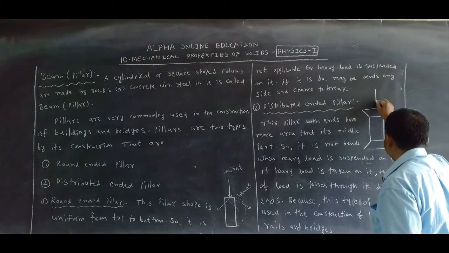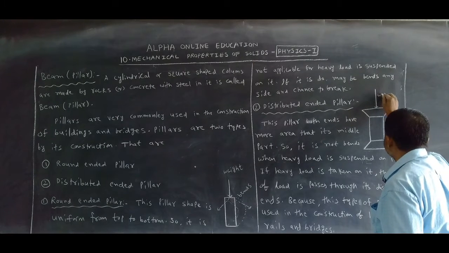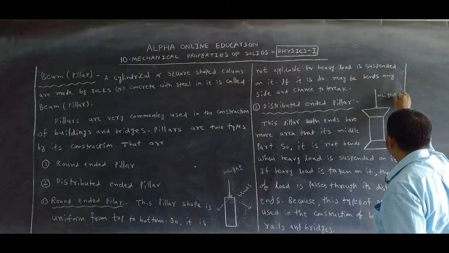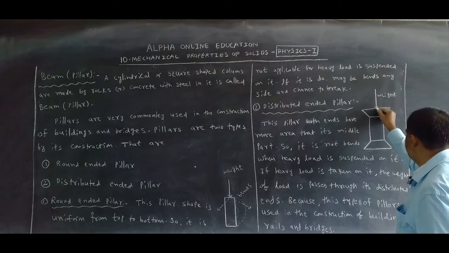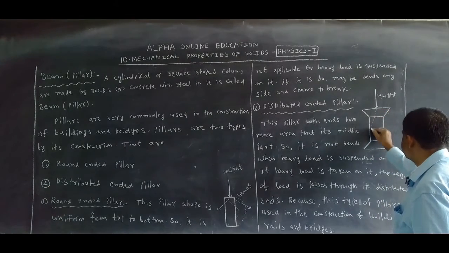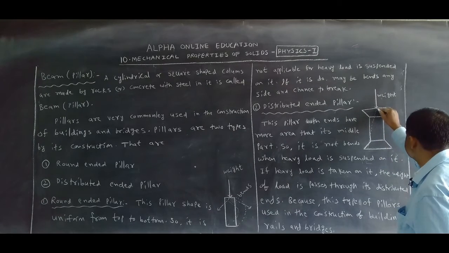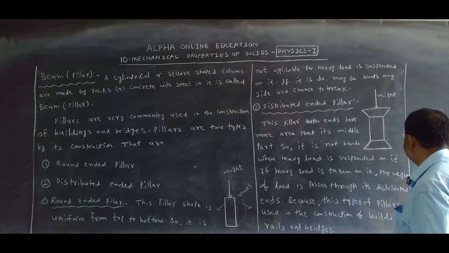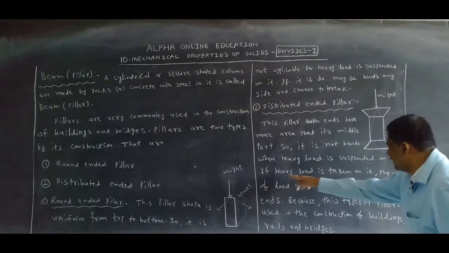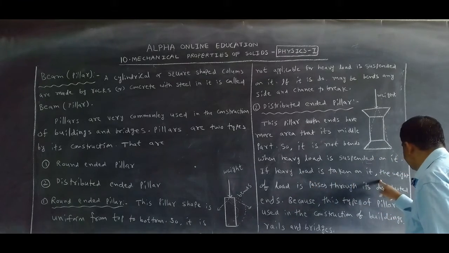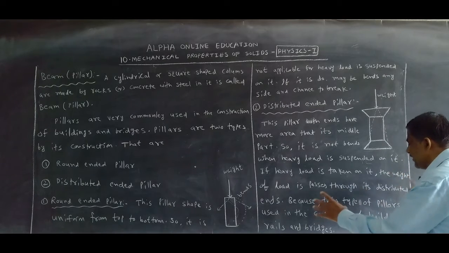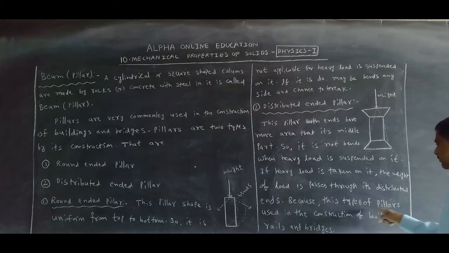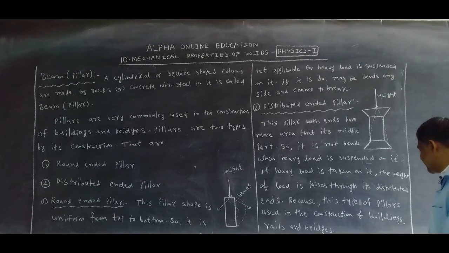Now the weight acts. Just now I said weight is a what? Vector. A vector is resolved into how many components? Two components. This component is passing through this, and this is also passing through this. If a heavy load is taken on it, the weight of the load passes through its distributed ends. Because of this, this type of pillar is used in the construction of buildings, rails.